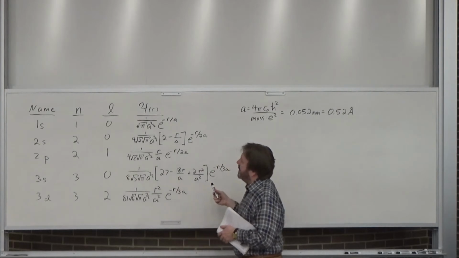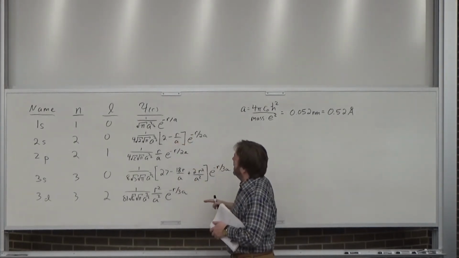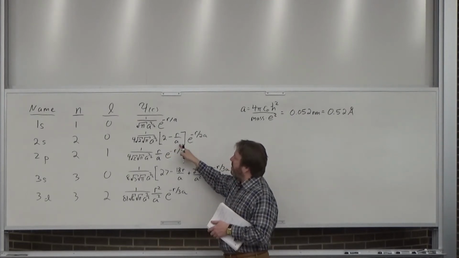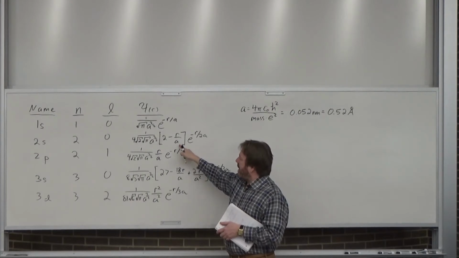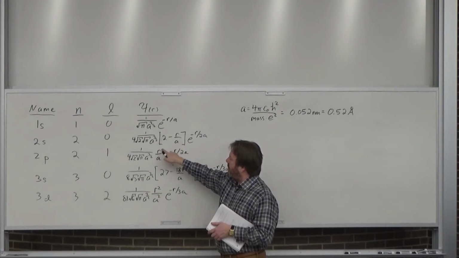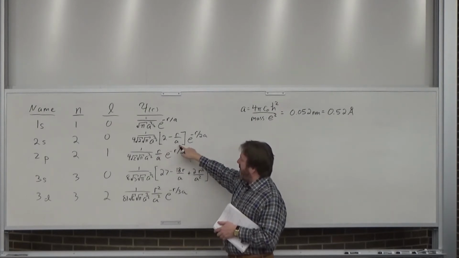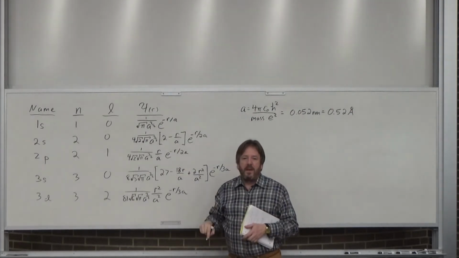Let's look at the 1s to 2s. Notice that the major difference is that we've got, where's our R to the L? Let's see. No, never mind. I'm sorry, I see that in the 2p, R to the L, R to the 1 is right there. Okay, so why is this messier? This is designed to introduce a node.